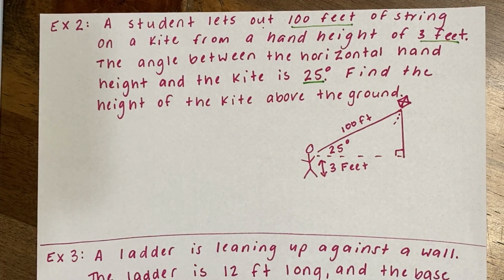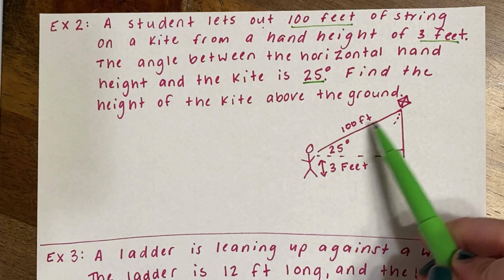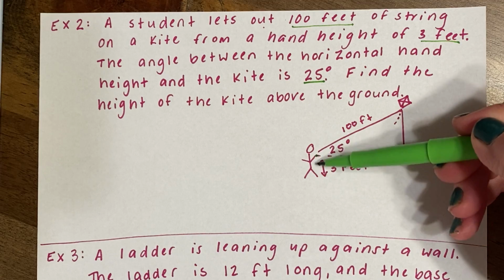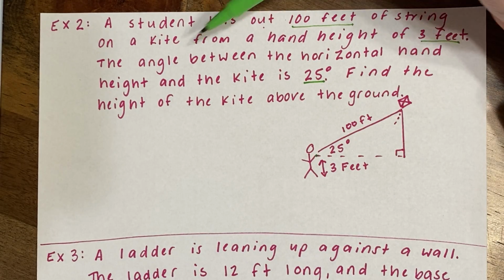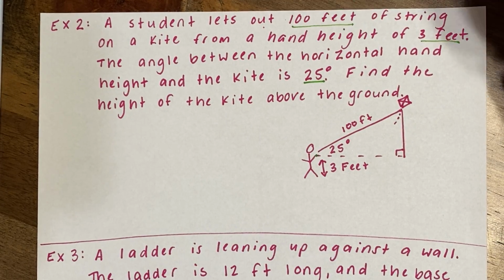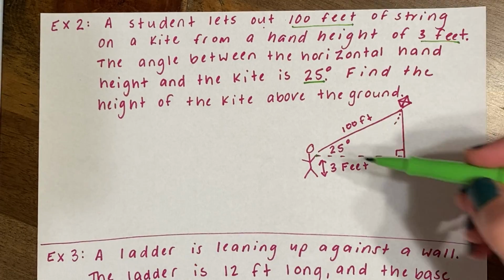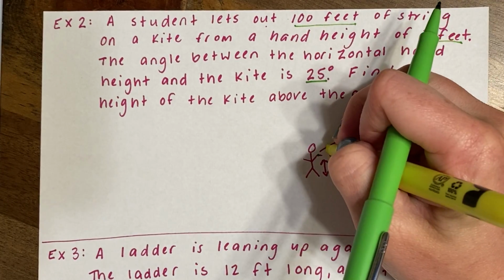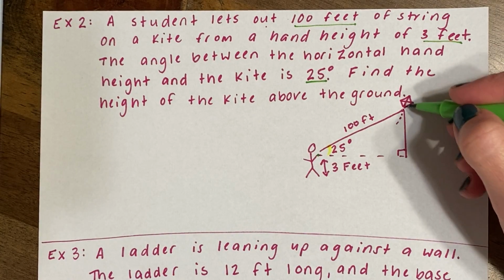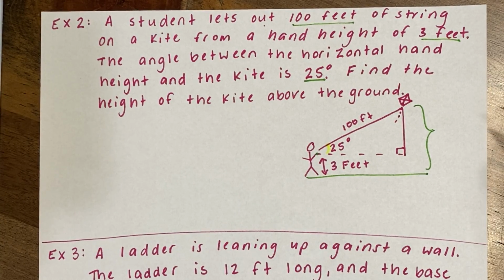So in this, I gave you the diagram here. We have the kite. This is the string from this person's hand. We know that's 100 feet long. The person's hand is 3 feet off the ground. And here where it says the angle between the horizontal hand height, remember that means this way, not that way. And the kite is 25 degrees. So that's referring to that angle there. Okay, so what we need to find is how high this kite is off the ground.